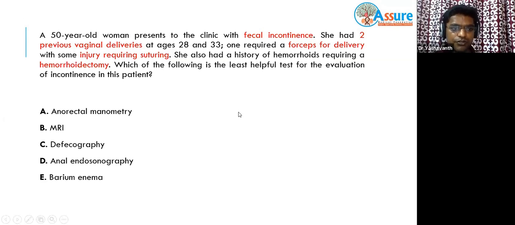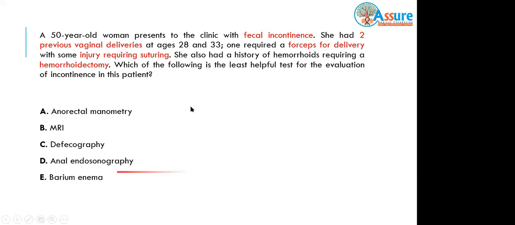So this is your question. A 50-year-old woman presents to clinic with fecal incontinence. She had 2 previous vaginal deliveries at the age of 28 and 33. One was forceps with injury requiring suturing, and she also had a history of hemorrhoids requiring hemorrhoidectomy. Which of the following is least helpful? We just discussed: barium enema.